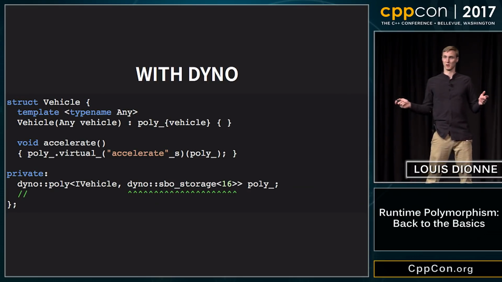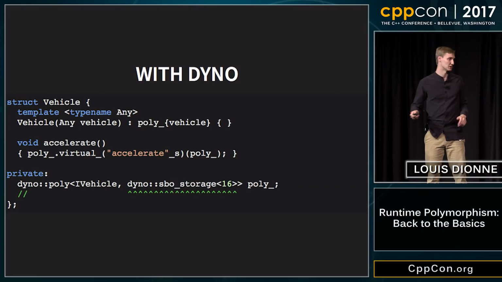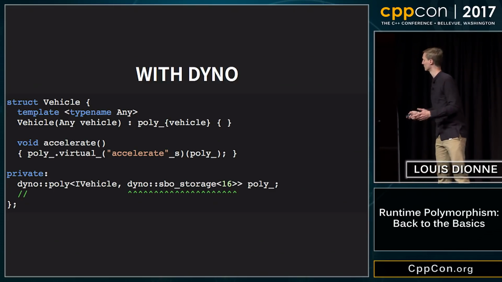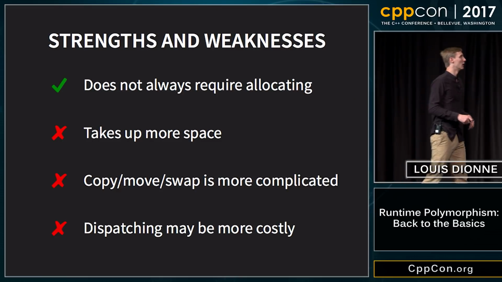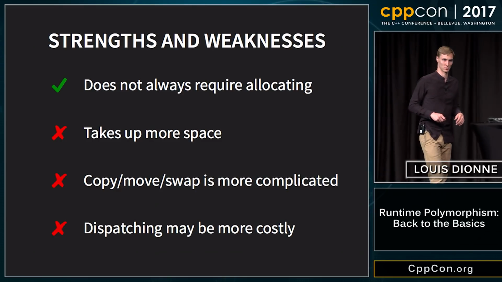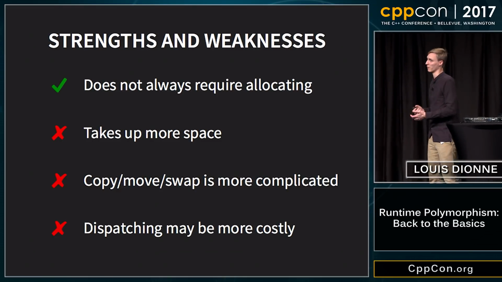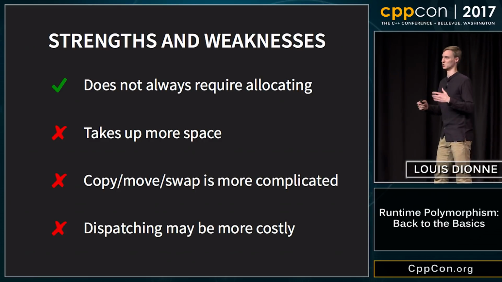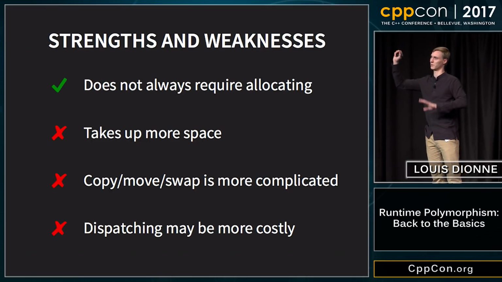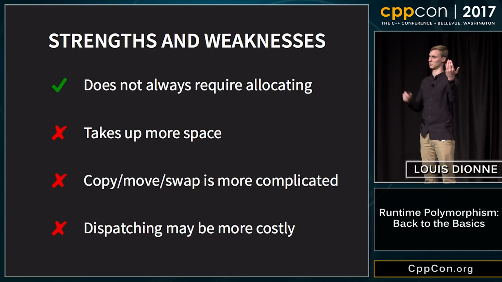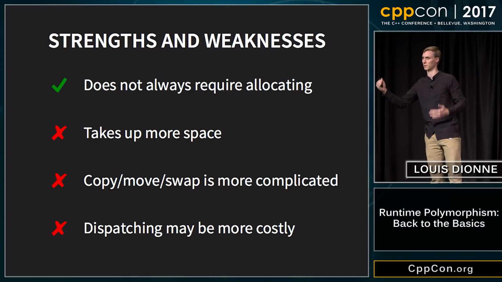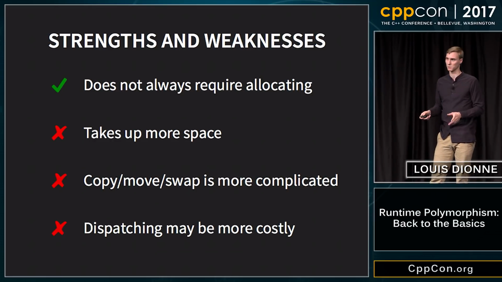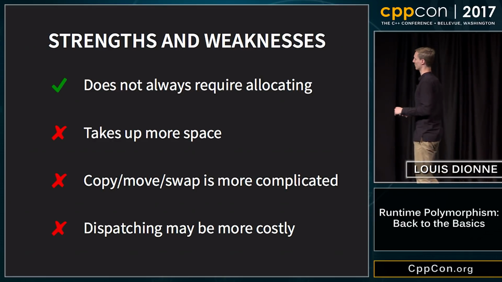And so with Dyno, you just need to use a different storage policy, SBO storage with whatever size you want. That's the only line that changes. So the strengths and weaknesses of this approach is that it does not always require allocating, so that's good. But it takes up more space, and copy, move, and swap operations are kind of complicated. You have to handle a bunch of different cases, like if this guy's on the heap, that guy's on the stack, and so on, right? So you have I think 4 combinations to handle. And dispatching may also be more costly depending on how you actually implement it.